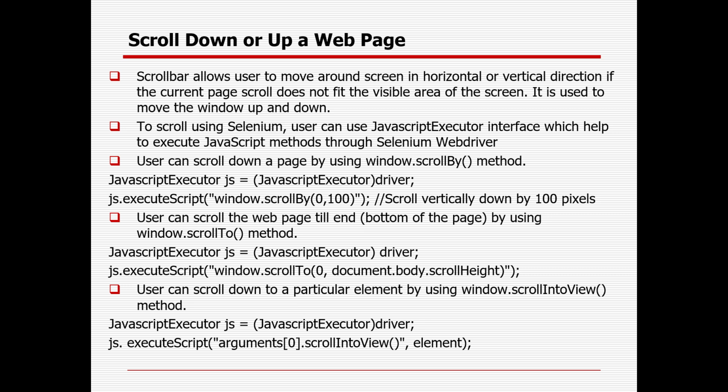So that is the reason you need to scroll up or scroll down a page. The scroll bar allows the user to move around the screen in both horizontal and vertical directions if the current page does not fit in the visible area of the screen. It is used to move the window up and down. To scroll using Selenium, the user needs to use the JavaScript executor interface, which comes from Selenium and helps you scroll down, scroll up, scroll by some pixels, or move to the exact element, and then you can do the operation.